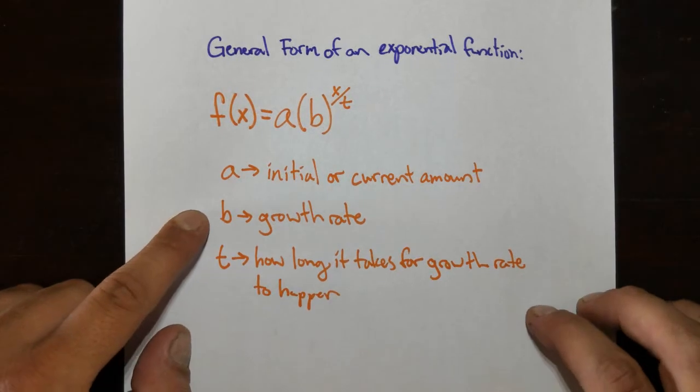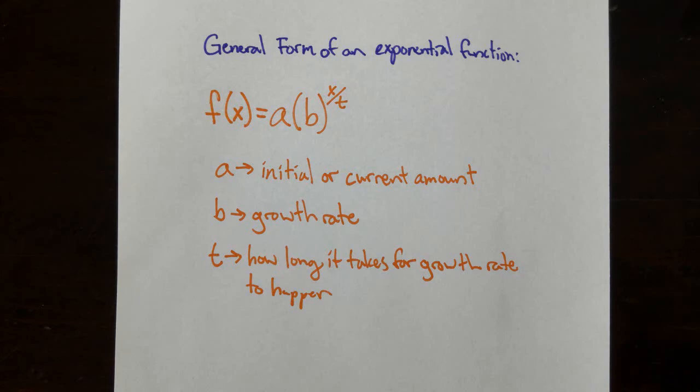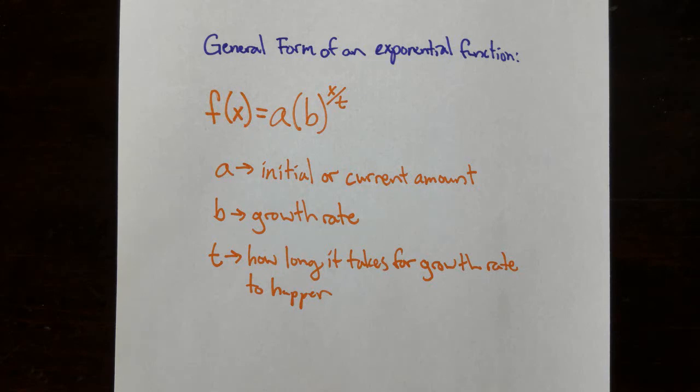B is our growth rate, so how much is it growing or shrinking by? When I say growth rate, I don't strictly mean growth. Sometimes it can decay or get smaller as well. But that would be our growth rate. And t is how long it takes for the growth rate to happen. So sometimes the growth rate will be like 1 year or 3 weeks or 5 months, something like that.